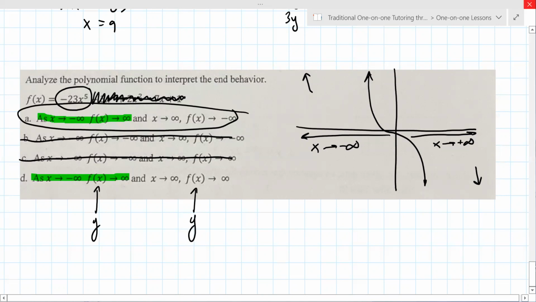Hopefully that's clear. Sometimes the notation is more confusing than it needs to be. Yeah, no, that makes sense.